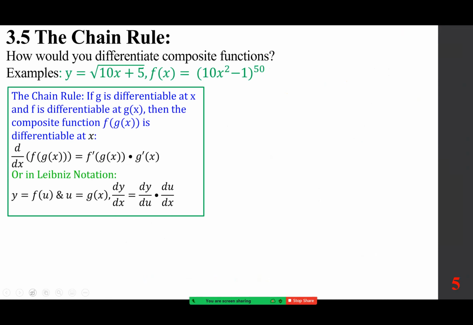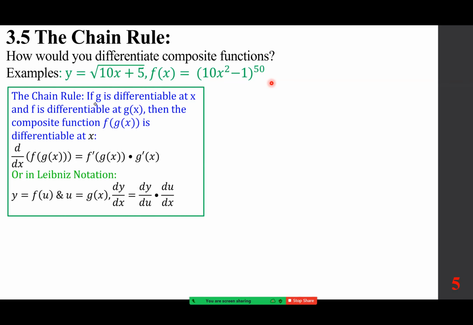All right. Why do we learn the chain rule? Well, how do we differentiate composite functions? Something like the square root of 10x plus 5, or 10x squared minus 1 to the power of 50.